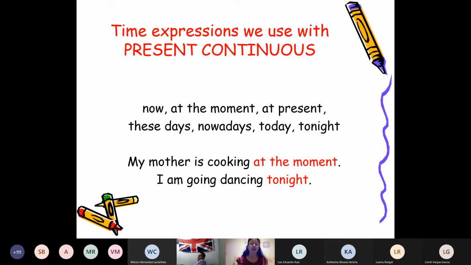Also, don't forget the time expressions. Remember that in the present simple tense, the usual time expressions are the adverbs of frequency, once a day, once a year, twice a year, every single day, every day.